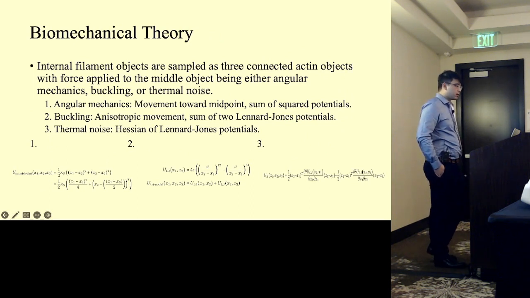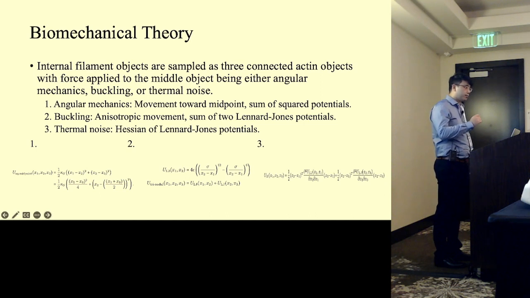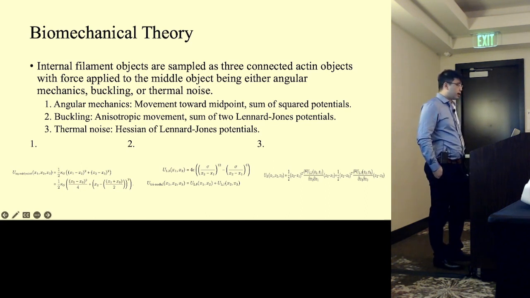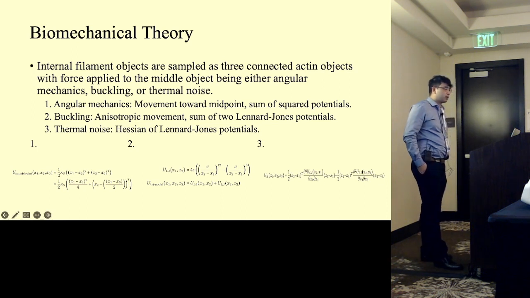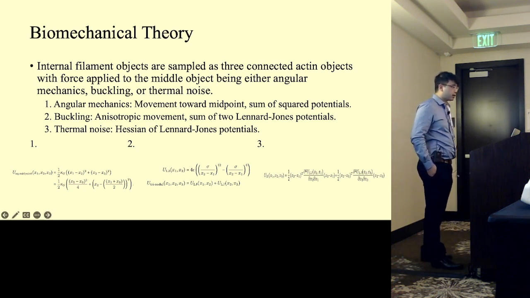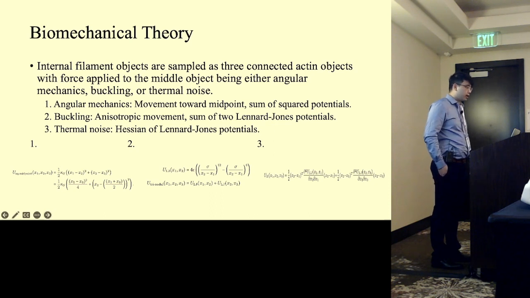Biomechanical rules are implemented such that three linked actin objects are sampled, and the middle object changes its spatial parameter due to the potential-derived force. And this is either angular mechanics, buckling, or thermal noise. The mathematics of the movement toward the midpoint for the angular mechanics is mathematically equivalent to the sum of the squared potentials in vector form.